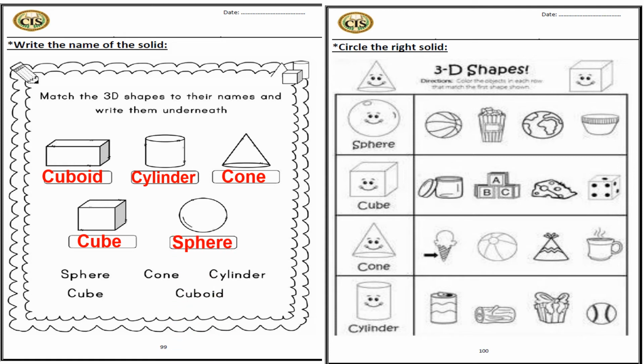Circle the right solid. Which of these shapes is like sphere? Very good. These two shapes. And which of the shapes looks like cube? This ABC block and this dice. Which of these shapes is like cone? Ice cream, and the birthday cone. Which of these shapes is like cylinder? Very good. This and this part of a tree.